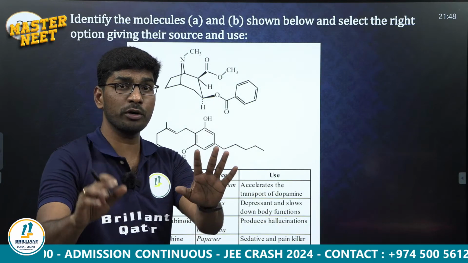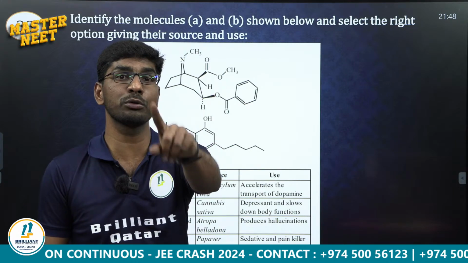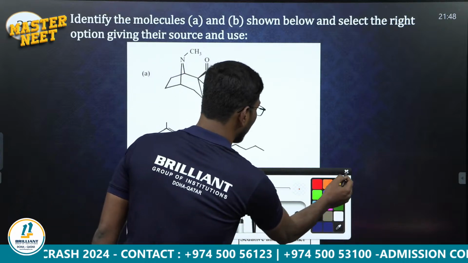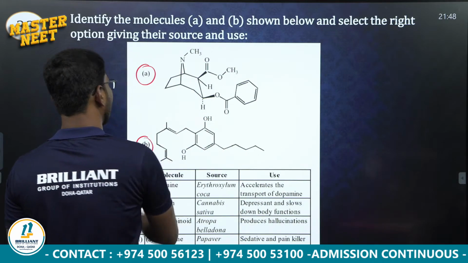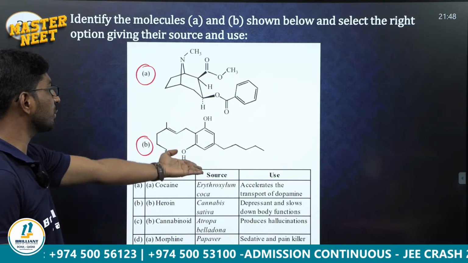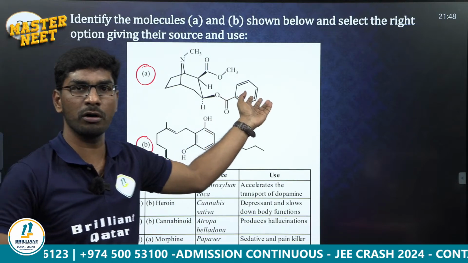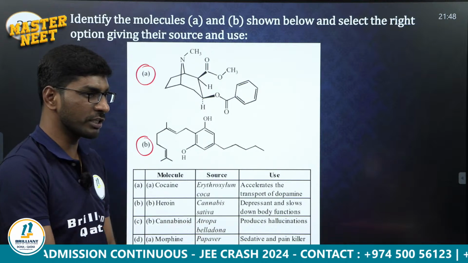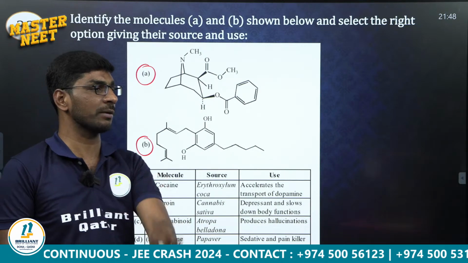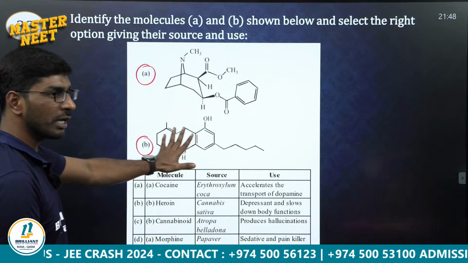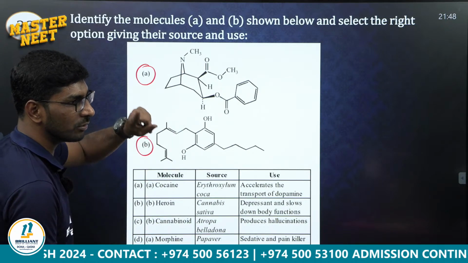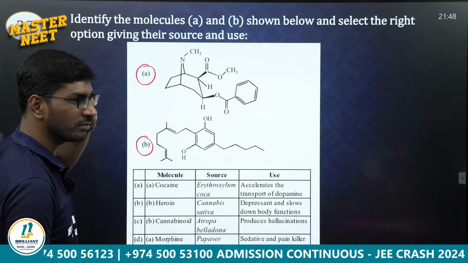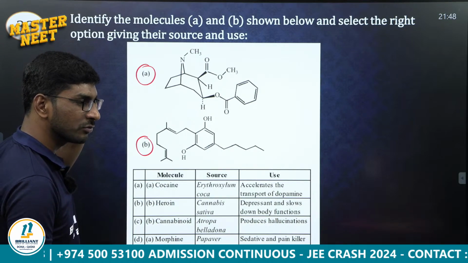Most important, my dear kids, I have been telling you to focus on the drugs part. There are two given, one is called A, one is called B. Tell me which one is cannabinoids, which one is heroin, and what we call the first one, opioids. Can any one of you answer? Think, my dear. Come on, fast. Which one is cannabinoids? Which one is opioids or morphine?